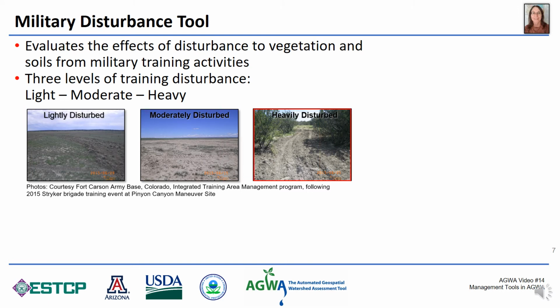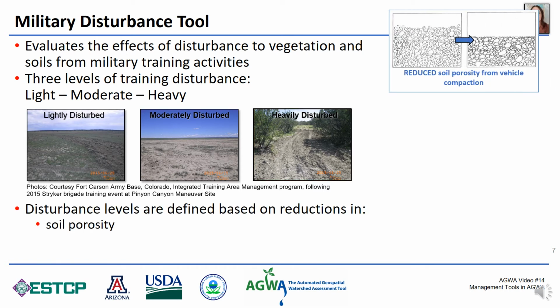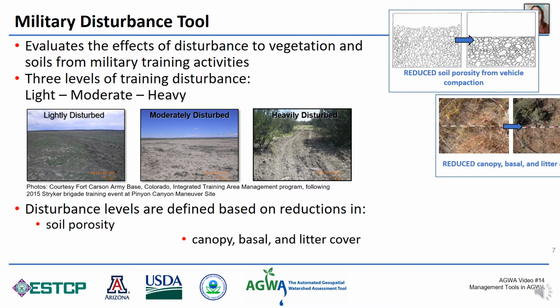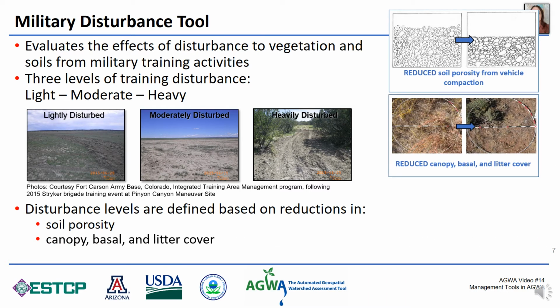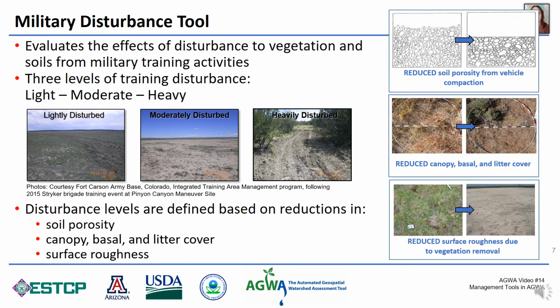Heavily disturbed areas would require recontouring, grading, reseeding, and mulching. Disturbance levels are defined based on reduced soil porosity from vehicle compaction, reduced canopy, basal, and litter cover, and reduced surface roughness due to vegetation removal due to the military training activities.